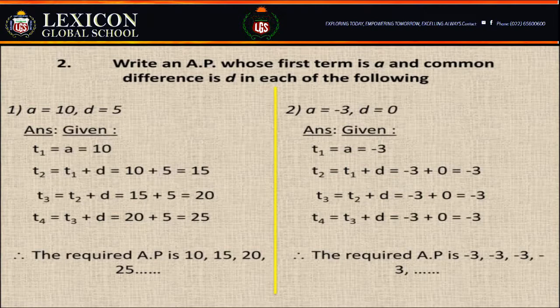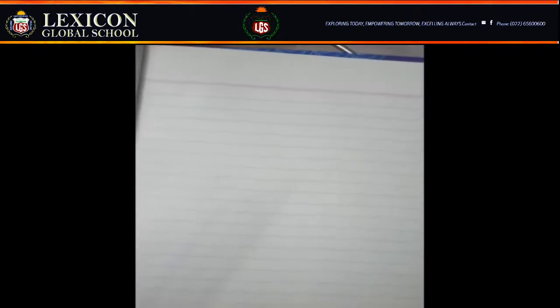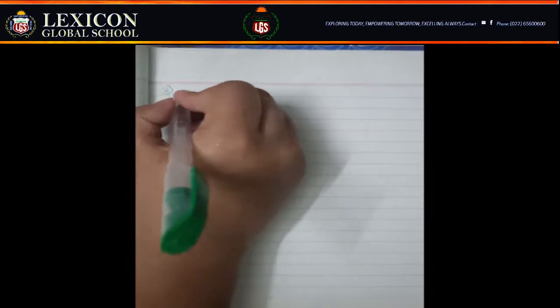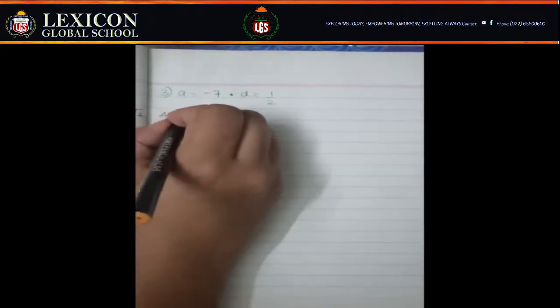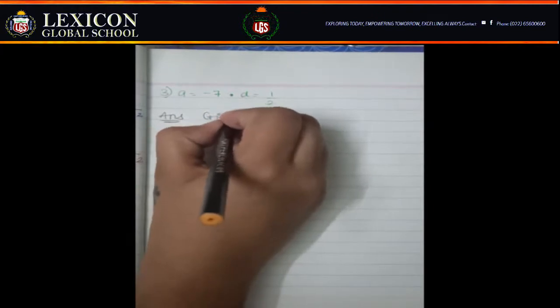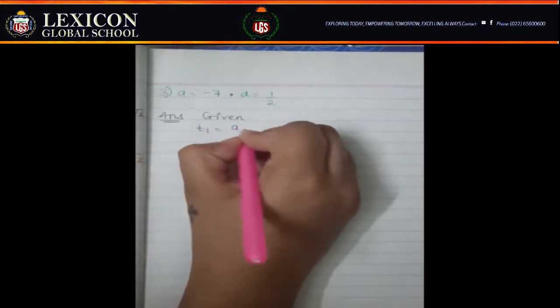Now let us consider example number 3. Your third example says, A is given to you as minus 7 and D is given to you as 1 upon 2. So let's find the AP. So we start with the answer and we write what is given to us. So what is given to us? T1, that means A, that is minus 7.